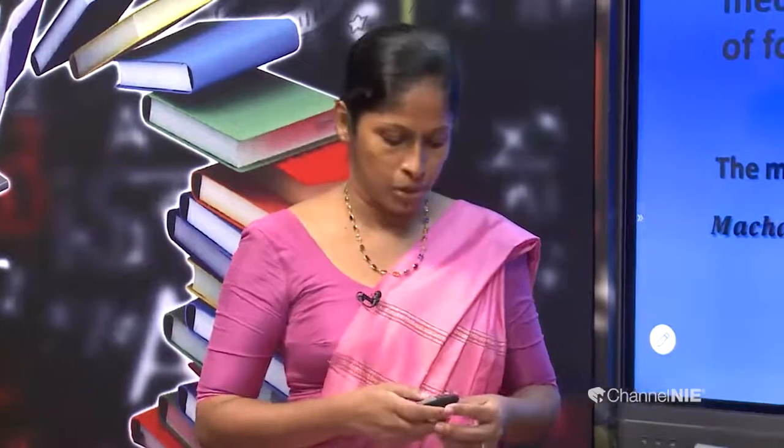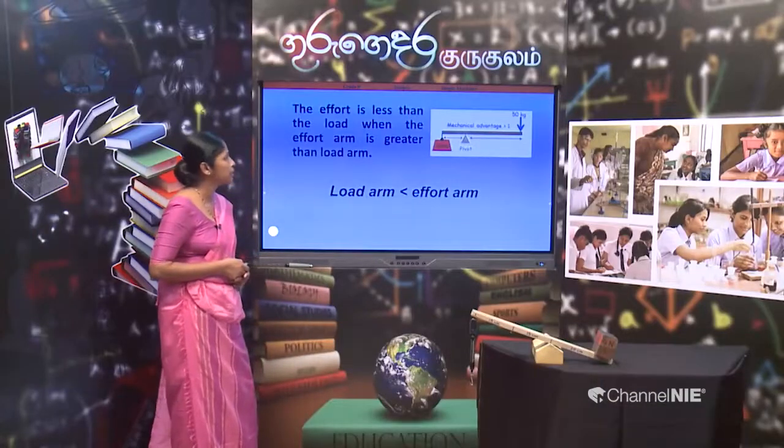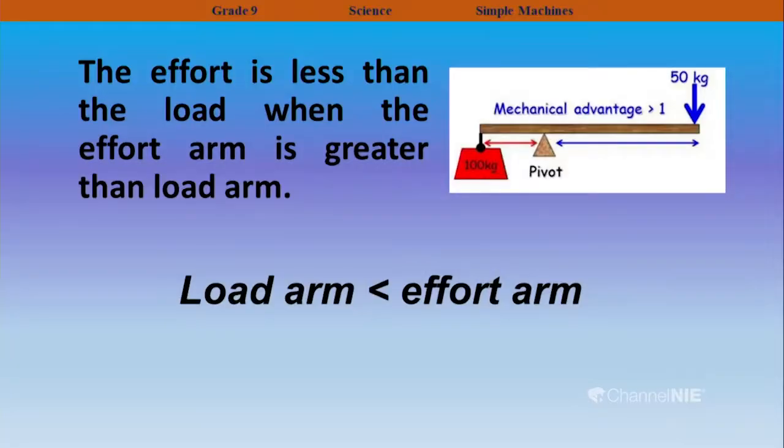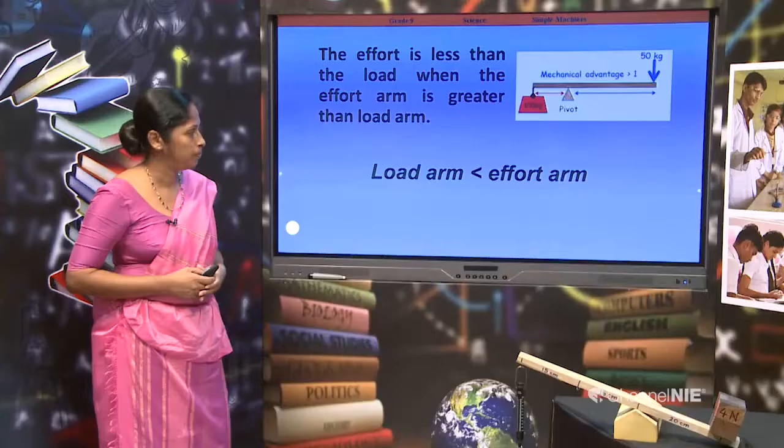When the load arm is less than the effort arm, the force exerted is less than the load. So, in that case, the mechanical advantage is greater than 1. When the effort arm is greater than the load arm, the effort that we exert is less than the weight, and in such cases, mechanical advantage is greater than 1.